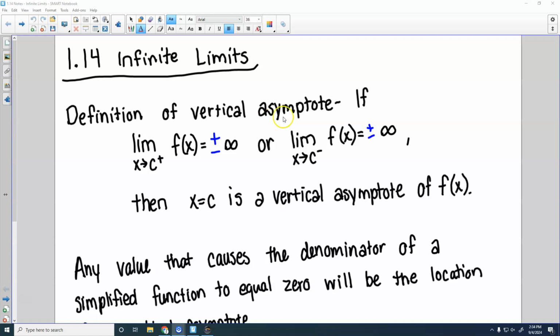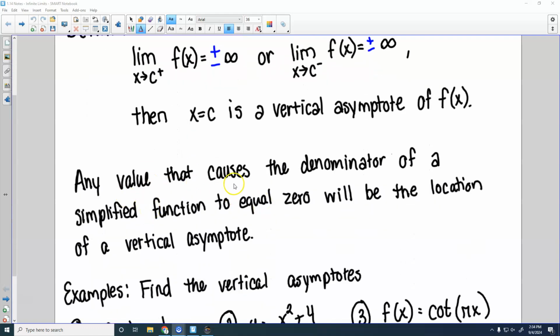The definition of a vertical asymptote says that if the limit as x approaches c from the right of f of x equals positive or negative infinity, or the limit as x approaches c from the left of f of x equals positive or negative infinity, then x equals c is a vertical asymptote. It can just be one-sided, or it could be from both sides. It just depends on what type of function you're looking at. For example, a log function has a vertical asymptote that only comes from one side.